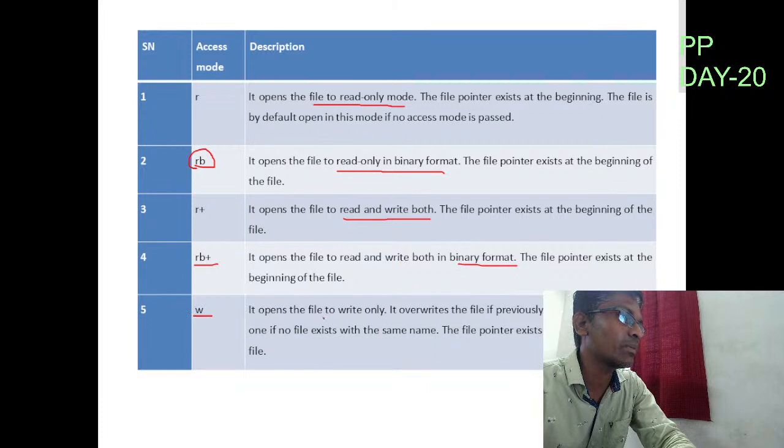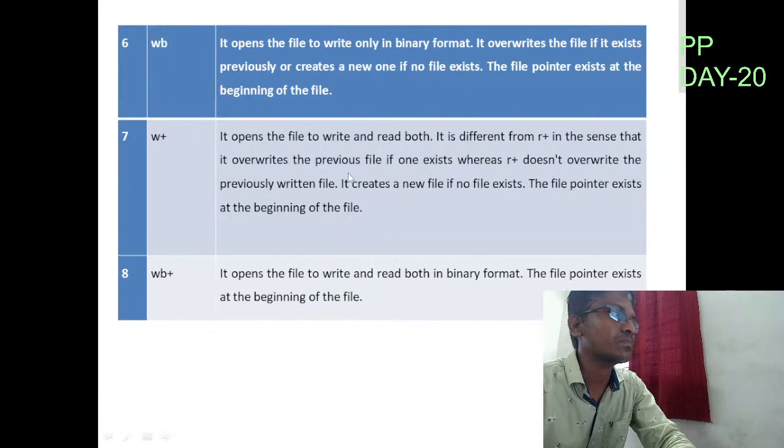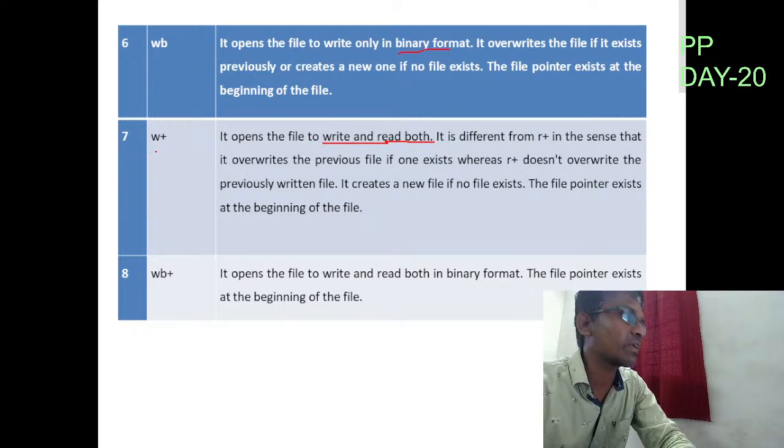w opens the file to write only. wb is write only in binary format. w+ means write and read, so both operations can be performed by using w+. wb+ opens the file to write and read in binary format.